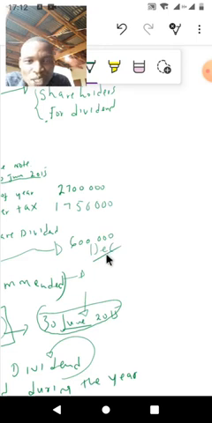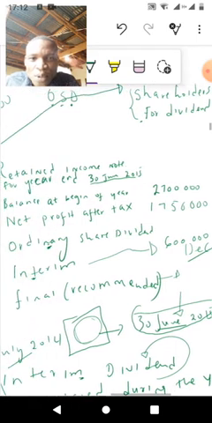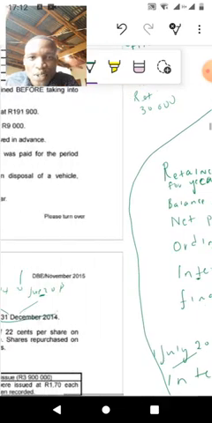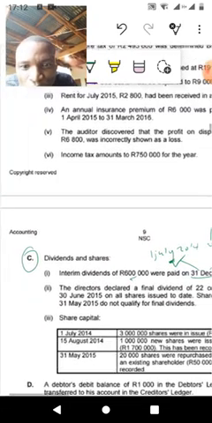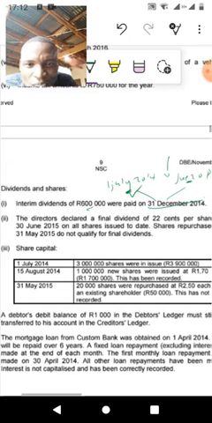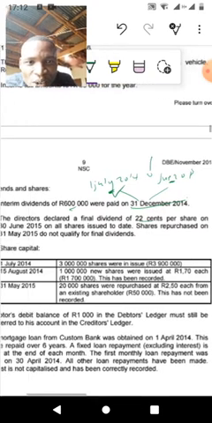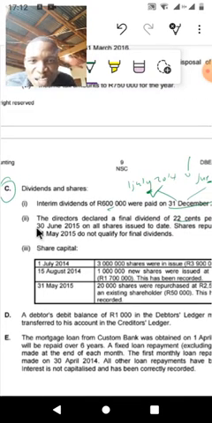Now I really need your attention because if you don't pay attention, I will lose you. We go to the final dividend now, which can be very tricky. Let's see what they are saying about the final dividend. On adjustment C, directors declared a final dividend of 22 cents per share on 30 June 2015. I like that because a final dividend should be declared at the end of the year. You see, 30 June 2015 is at the end of the year. So a final dividend of 22 cents per share.